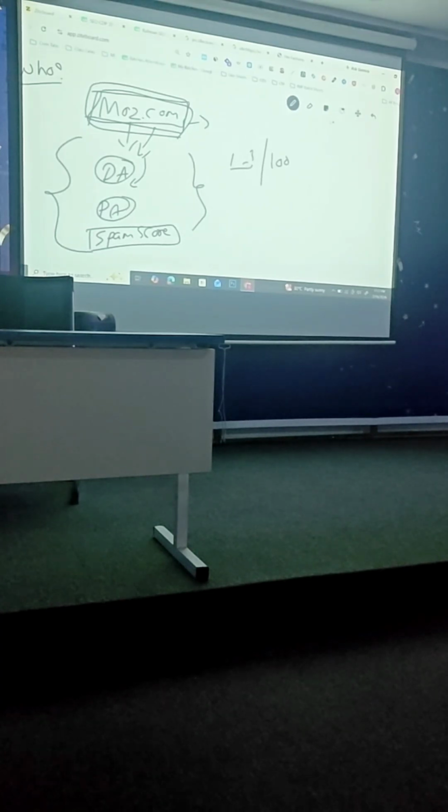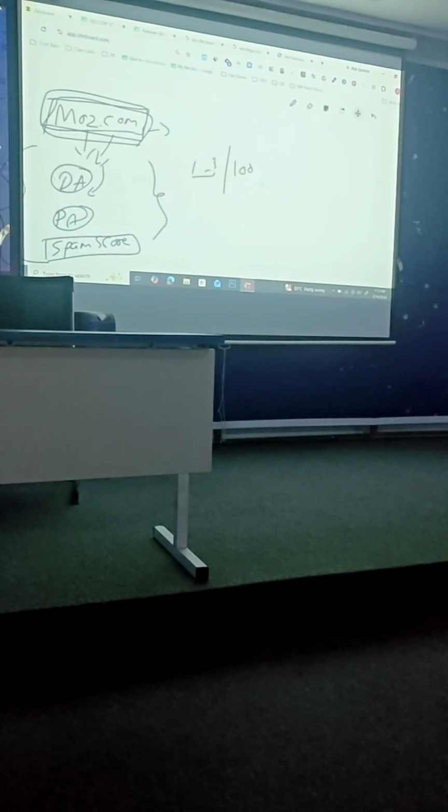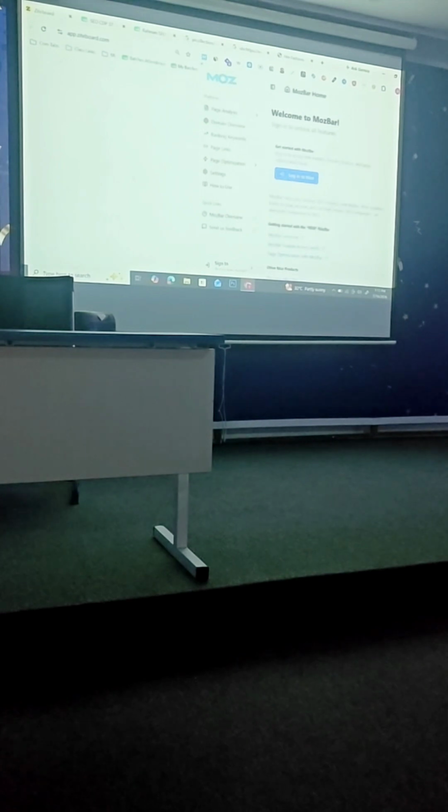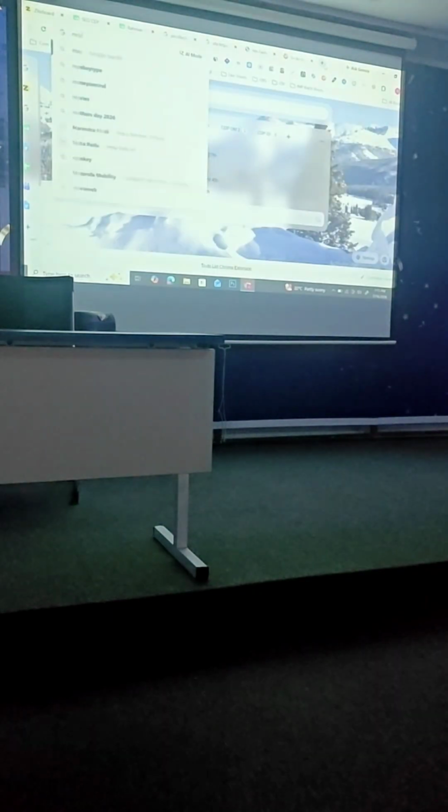Now, how do we check it? DA PA checker. Moz.com. Earlier this used to work very well. Nowadays it's not working. Today I tried after some long time. Long time no see. Okay, what I'll do? I'll search for Moz. See, SEO software for smarter marketing. Let's check the domain age of Moz.